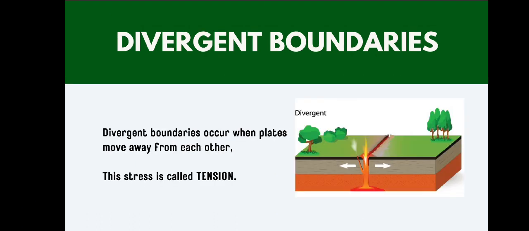Next is the divergent boundaries. Divergent boundaries occur when plates move away from each other. This stress is called tension. So, ito daw si tension or the divergent boundaries is when yung movement ng lupa natin is papalayo sa isa't isa. That is what we call divergent, and it will produce stress called tension.